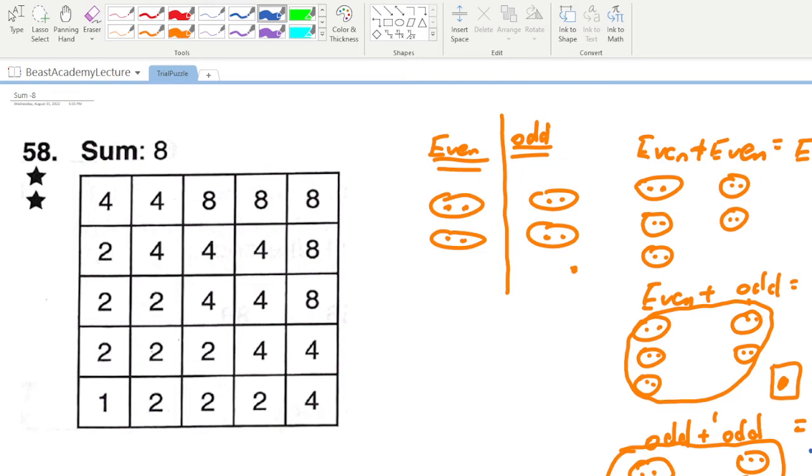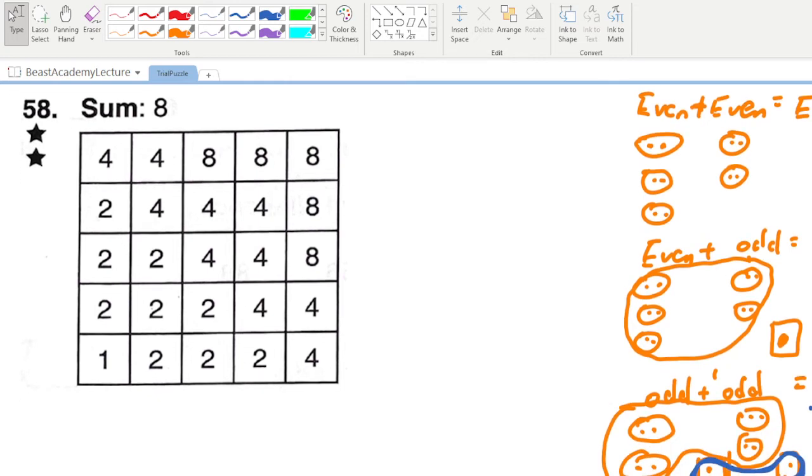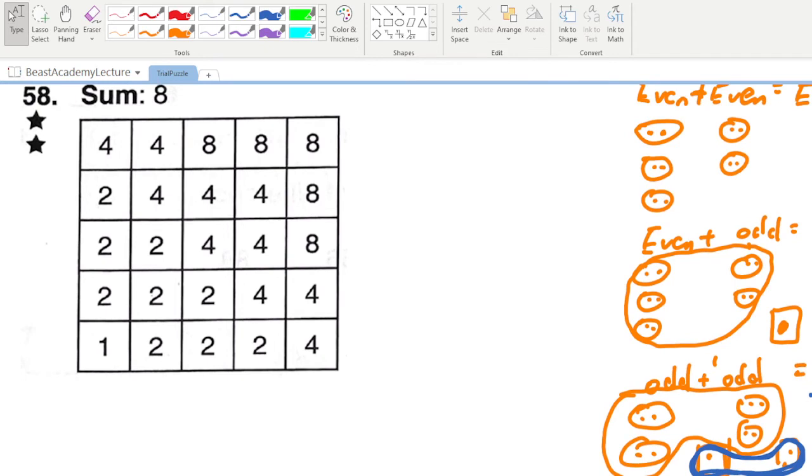Basically, this is all the knowledge we are going to use for this problem. You need to know what is even and what is odd. You need to know that even plus even is even, even plus odd is odd, and odd plus odd equals even.